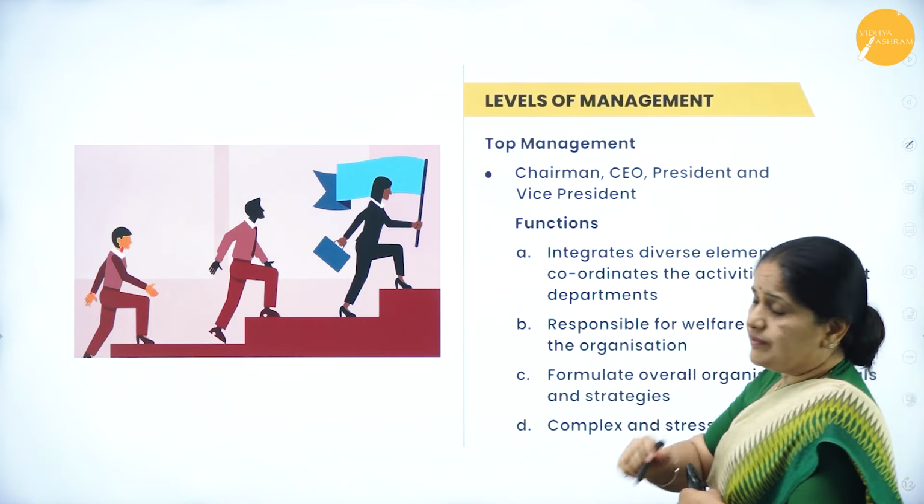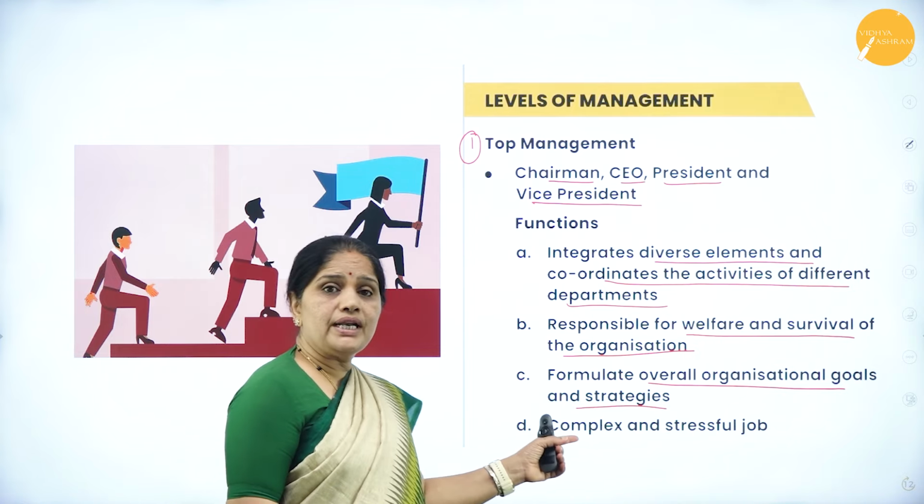It integrates diverse elements and coordinates the activities of different departments. Now, the function of the top management is integration and coordination of the various departments of the organization. Second one is, it is responsible for the welfare and survival of the organization. If the top management are working, they will be working for the welfare and the survival of the organization. Third one is, they formulate overall organizational goals and strategies.